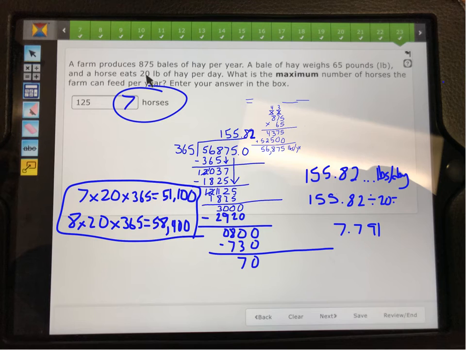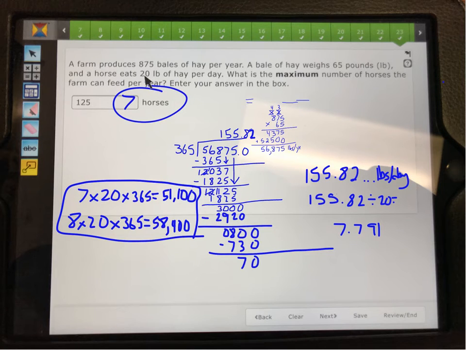Now, one horse would eat 20 pounds per day. So notice we went from per year to per day. So we need to understand how many days there are in a year, which of course is 365. And you're going to see that down here. What is the maximum number of horses the farm can feed per year? Enter in the box below.